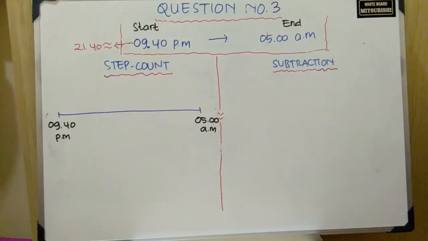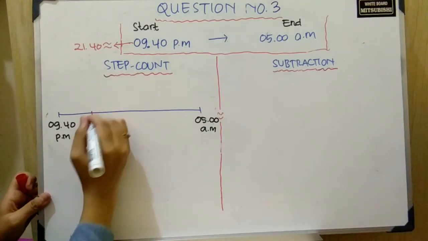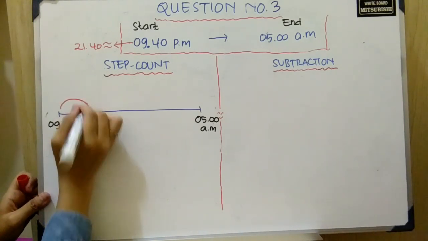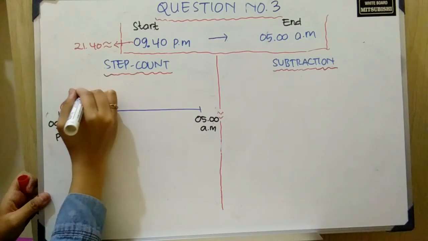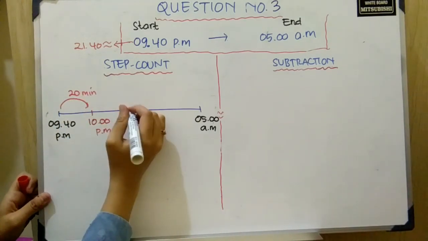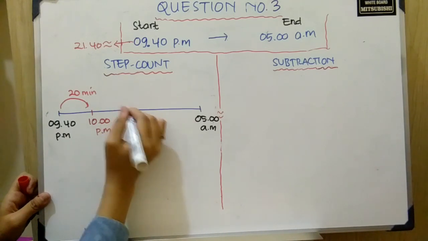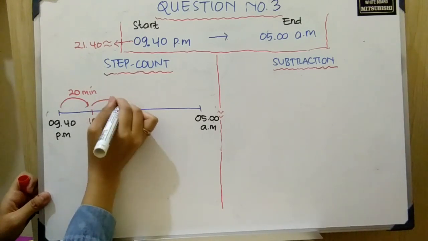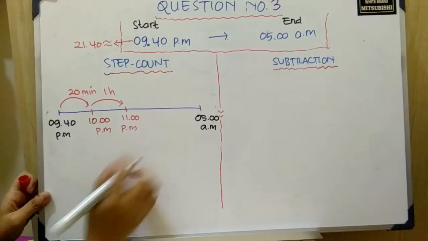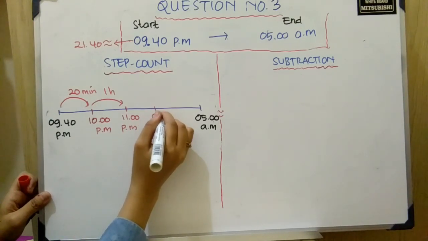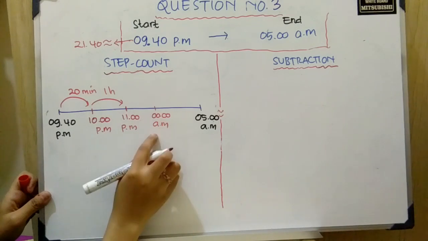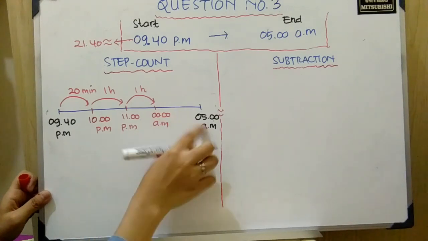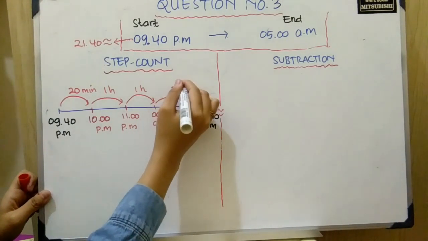First, we count on in minutes to the next hour. The next hour is 10 p.m. So we need 20 minutes to reach 10 p.m. Next, we count on in hours to get 11 p.m. We count on 1 hour and then at 00 a.m. So we count on 1 hour also. Then from 00 to 5, we count on 5 hours.